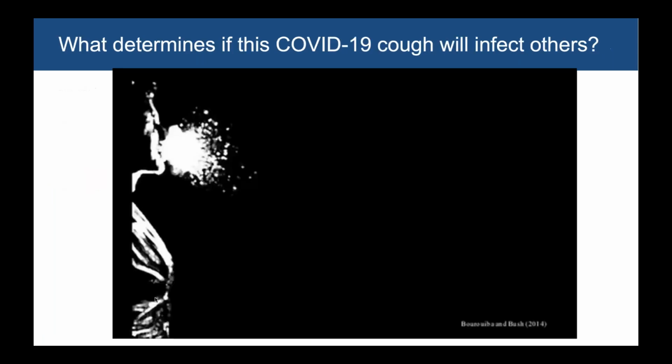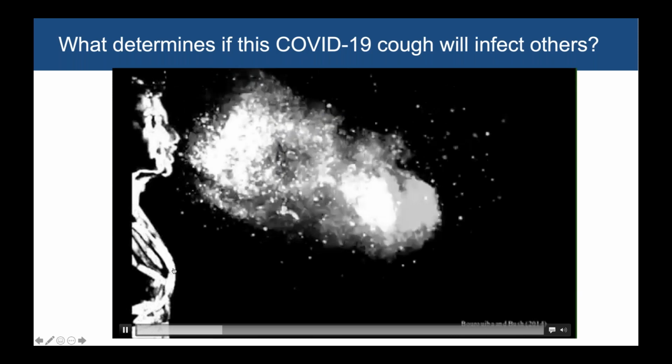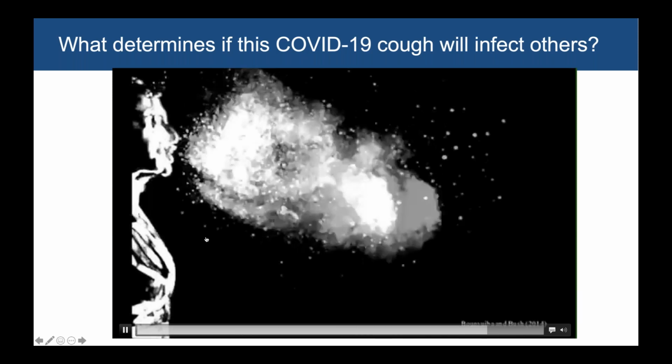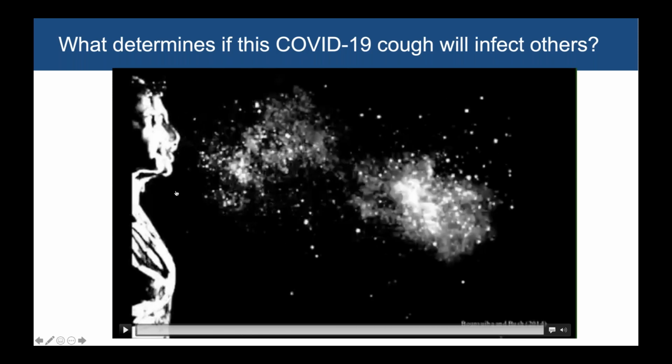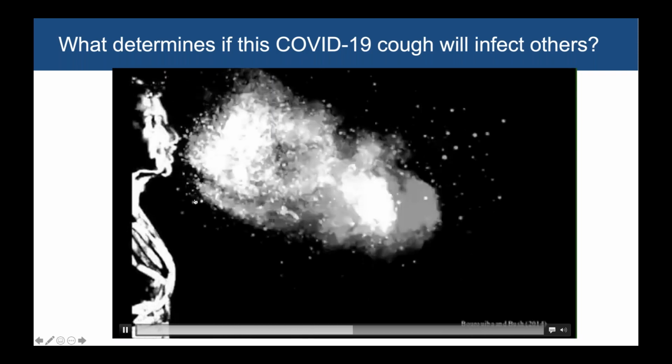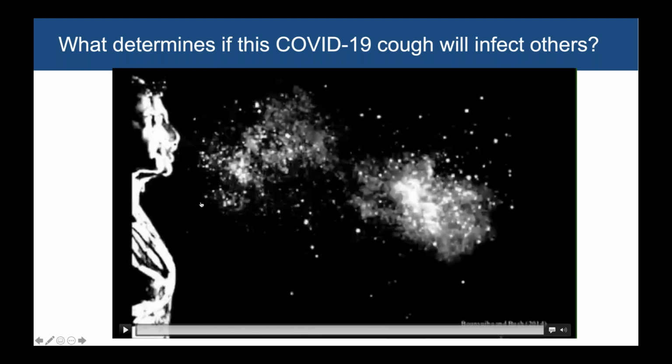So let's say, okay, well, what aspects of the indoor environment are going to determine if this person is sick, what's going to determine whether or not her cough droplets are going to reach somebody else? And you can see they're the large droplets and then there's smaller ones.